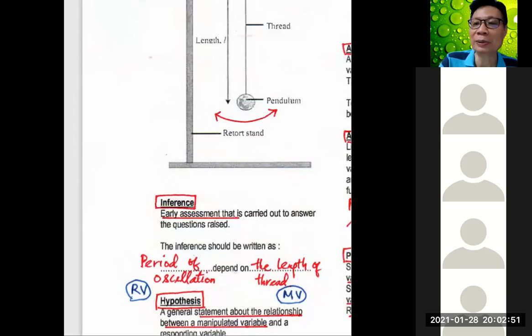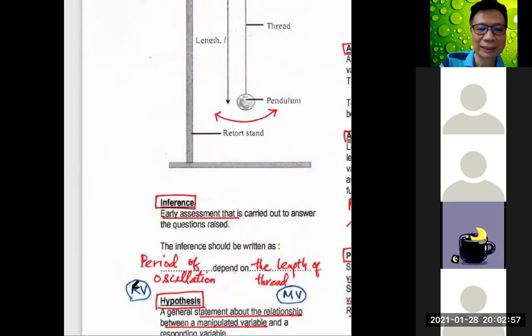Anyone knows? Alia, do you know or not? What is RV? What is MV? Alia? Responding variable and manipulated variable. Yes, very good. RV is responding variable. MV is manipulated variable. Manipulated means the one you control. You manipulate means you control. So that will be inference.